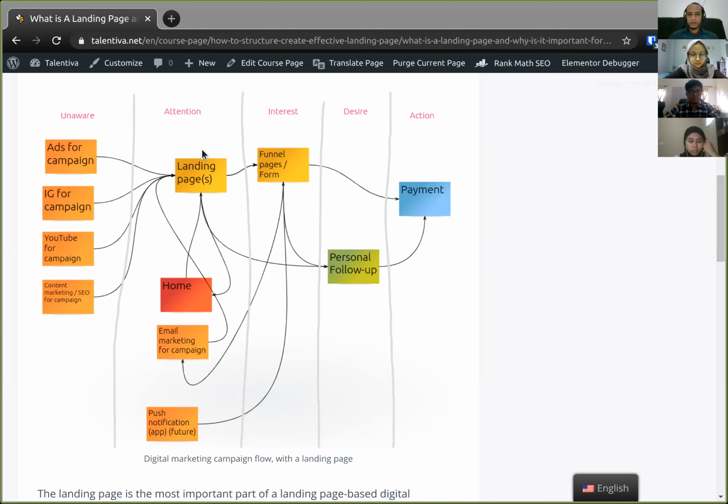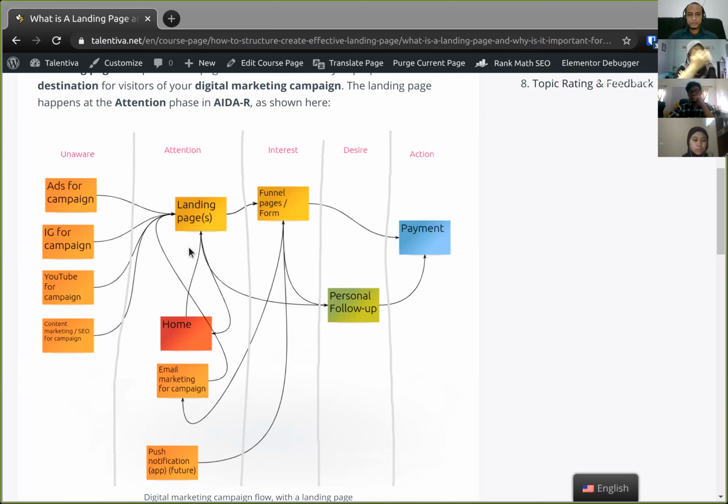phase. And there are several steps or techniques that we can do at this attention phase. We can do a landing page. Home page is also one in the attention phase. We can do an email marketing campaign or maybe push notification, but we will focus on landing page here.